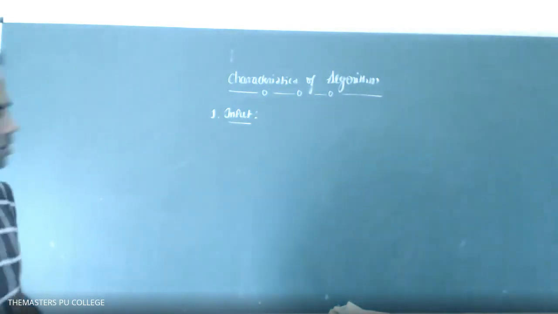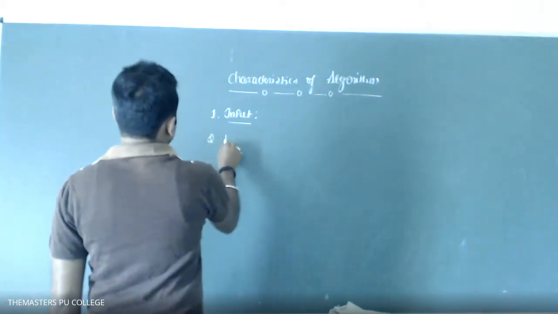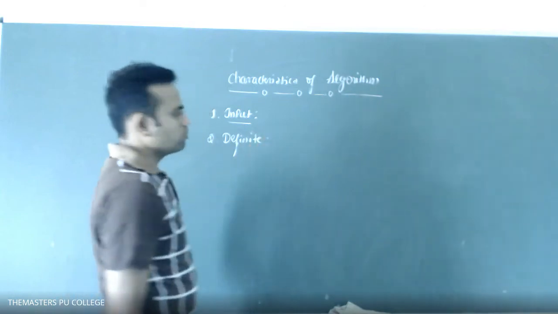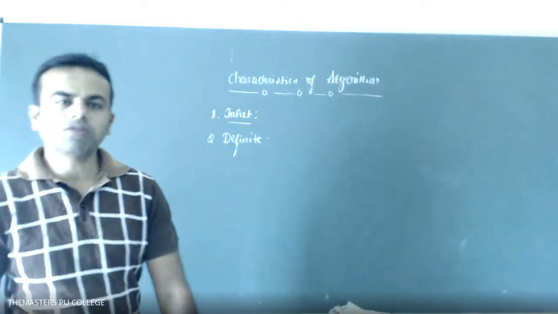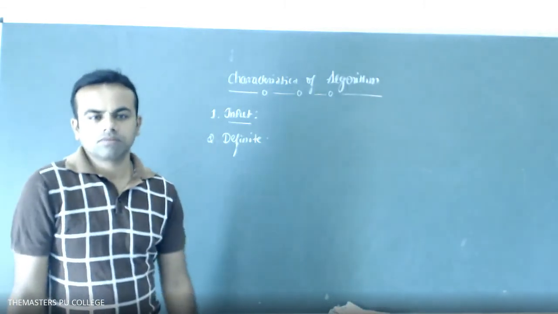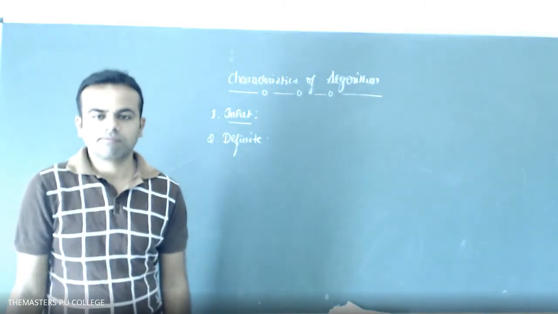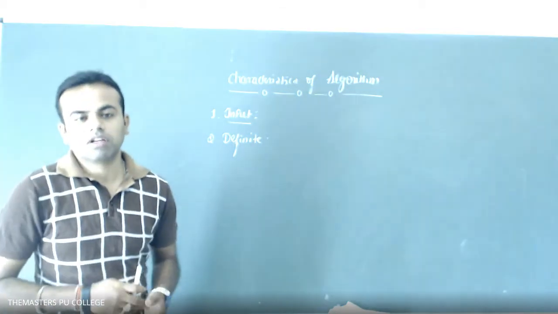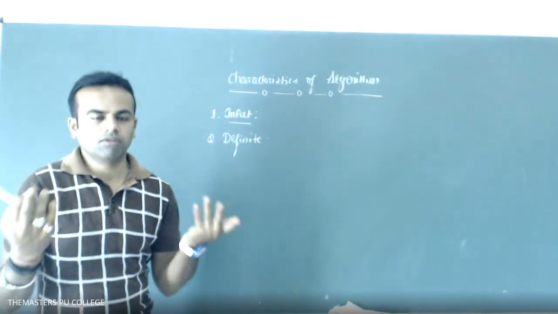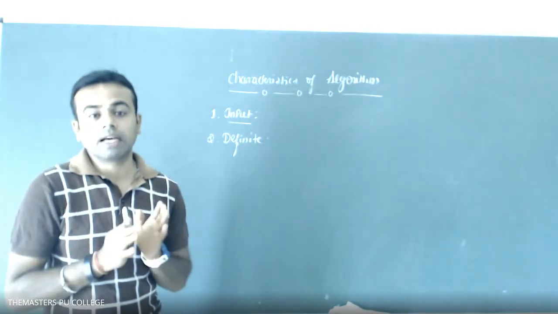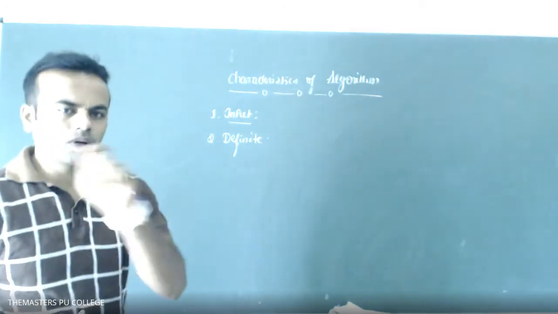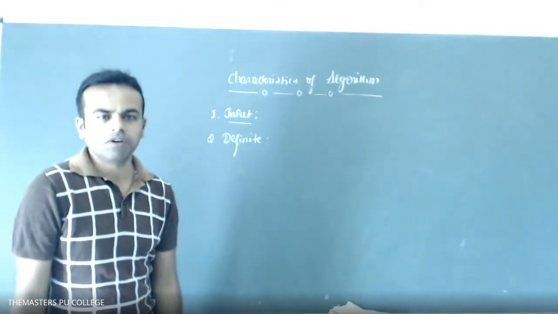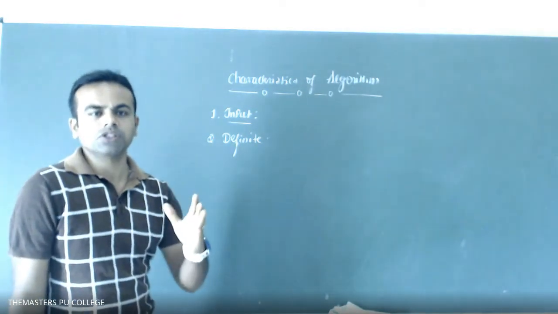Okay. Next. The algorithm must be definite. What do you mean by definite? Proper thing. It should be meaningful, there will be no confusion or dilemma in the problem. It should have some definite dimension, a definite structure, a definite procedure to solve.